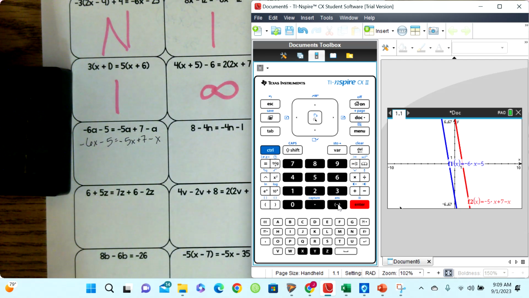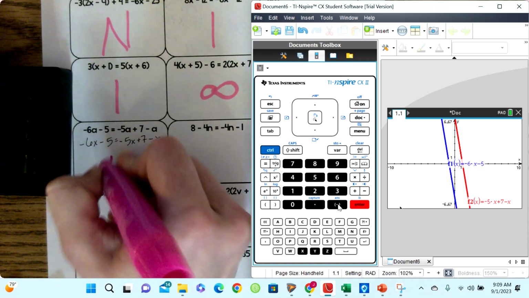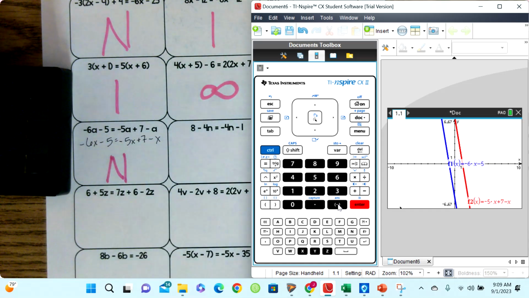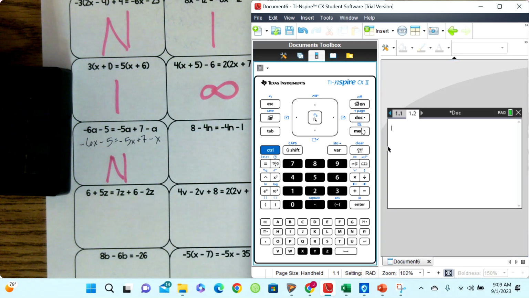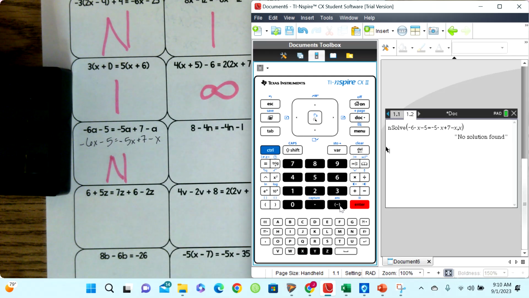And so these are parallel. And if you're not sure, sometimes it's hard to tell if they're parallel. So if you're not sure if they're parallel or not, that's when you can go back to the calculator and go to menu 3.1 and type it in this side. Because this one will give you the no solution. It will say no solution. So comma x. And that's just kind of your double check. That one's a no solution.